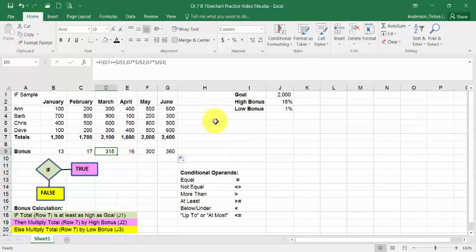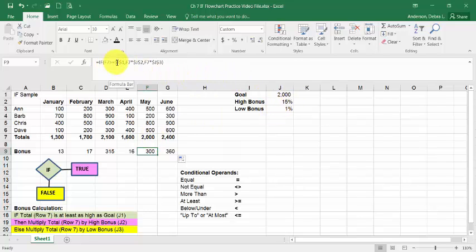Is 2100 at least 2000? Yes. So then the answer is 2100 times 15%. Is 1600 at least 2000? No. So the answer is 1600 times 1%. Is 2000 at least 2000? Yes. So the answer is 2000 times 15%.